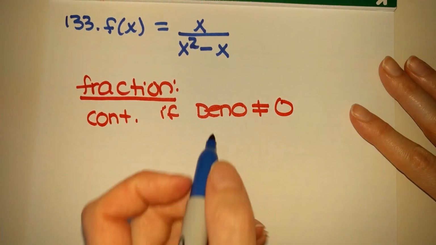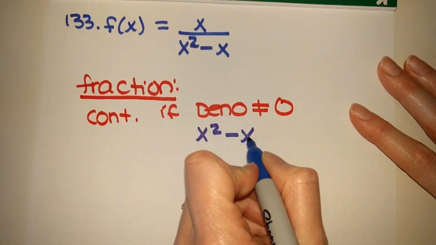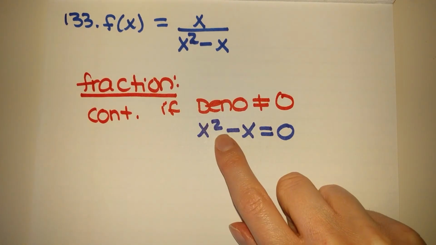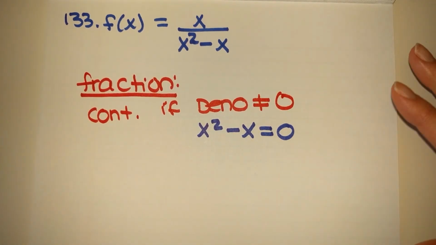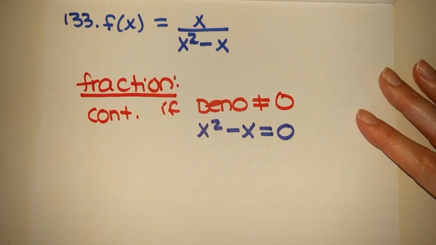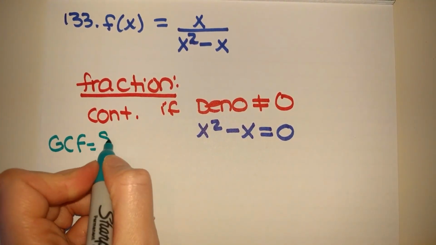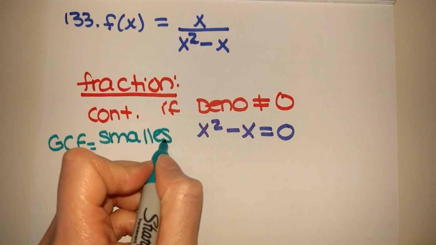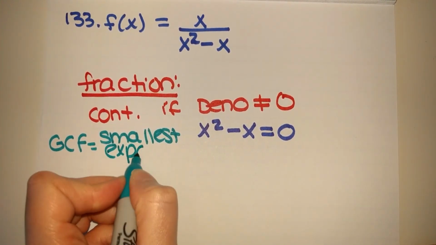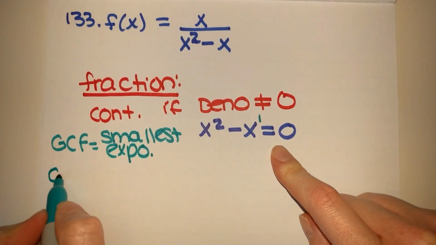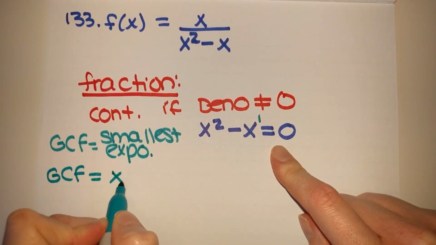So we'll start by setting the denominator equal to 0 and try to find the points that we do not have in our domain. Now, this is a polynomial expression because we have a highest power of 2. So the first thing that we would try to do is factor out the GCF. In this case, remember, the GCF is the smallest exponent that is on both of those variables. So we have x squared, x to the first, so our GCF will be equal to x.